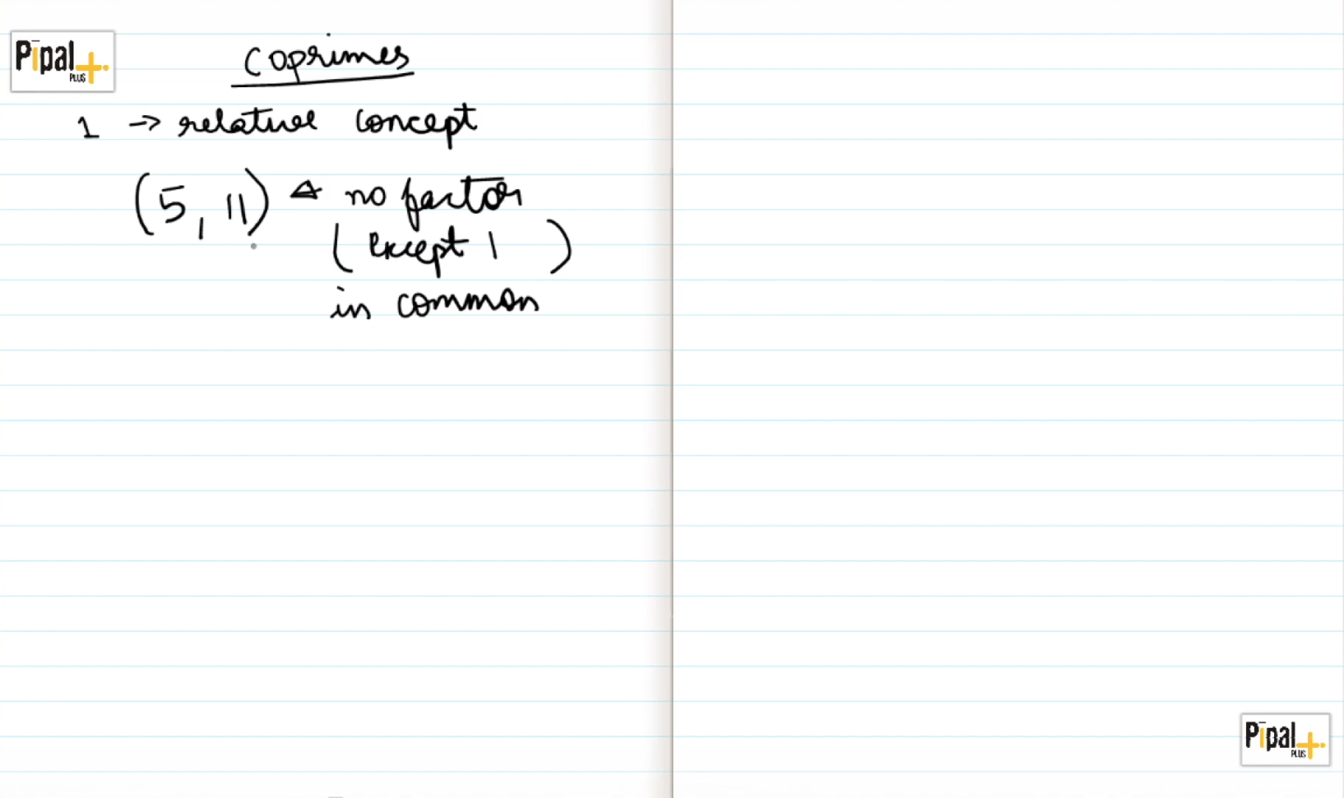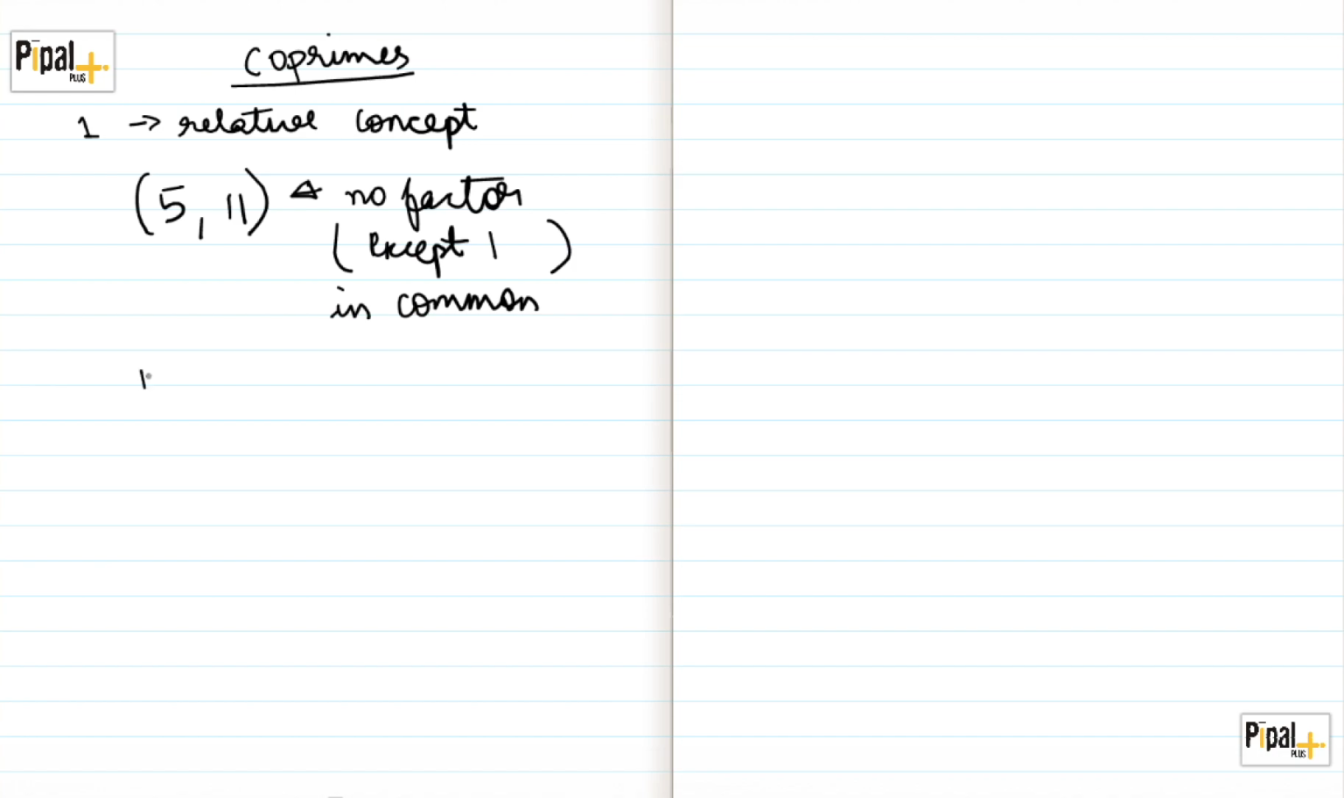Now other than 1, if there is nothing common between two numbers, then these two numbers are going to be called coprimes. Now clearly, if both these numbers are primes, then they would anyway have nothing in common except 1. But can composite numbers be coprimes? The answer is absolutely yes.